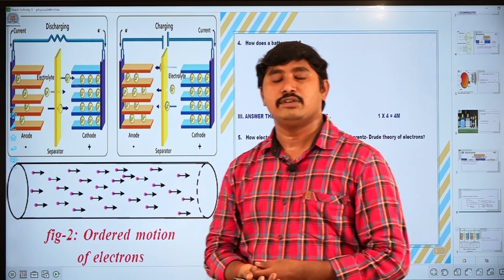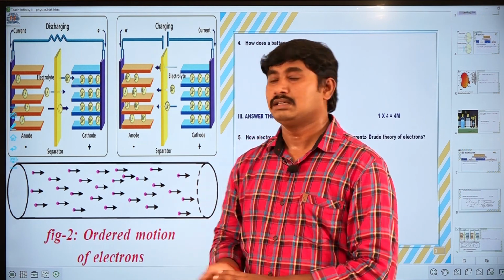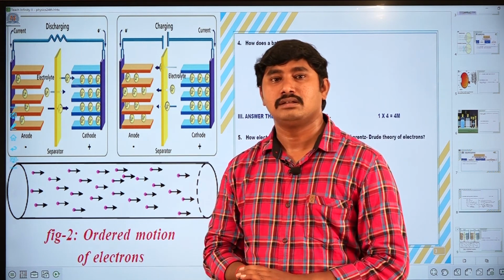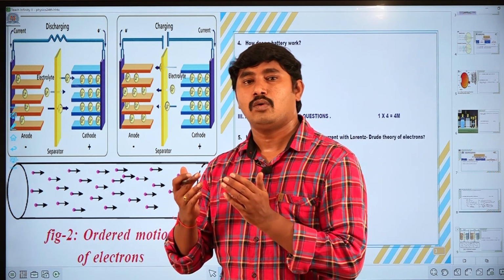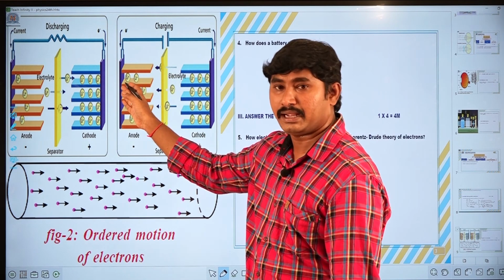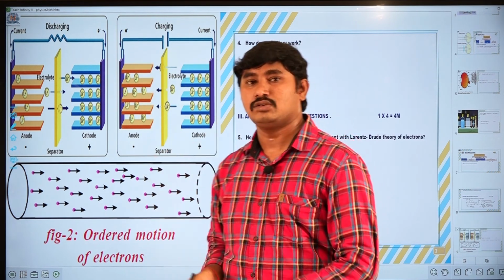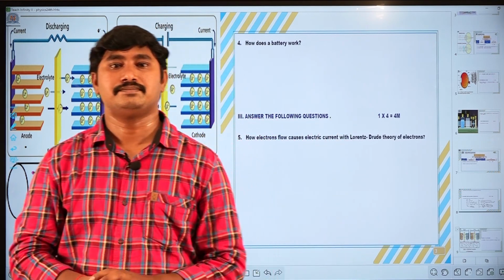The electrolyte gives some chemical force. By using the chemical force, ions move and accumulate on the plates. Positive ions are deposited on one plate, and the negative ions also move to the other plate.